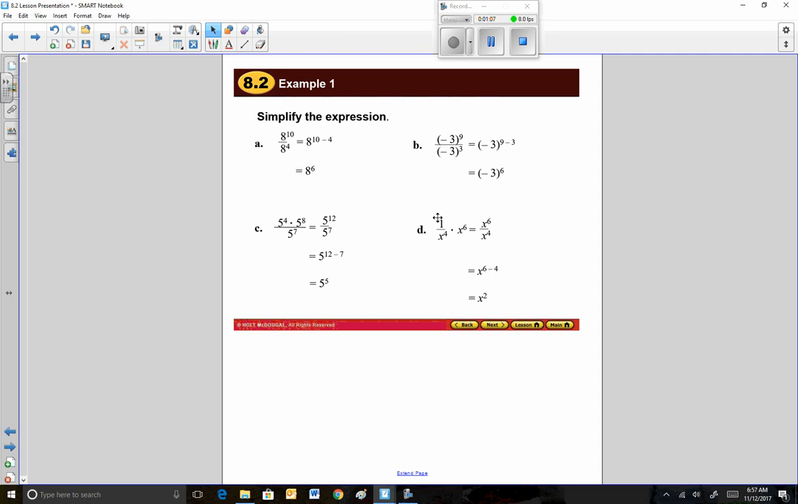Now this one's interesting. We do 1 times x to the 6th, so we get x to the 6th on top. And of course we have the x to the 4th on the bottom. So all they did is 1 times x to the 6th and wrote it here. And they kept x to the 4th on the bottom. Technically, if you really wanted to, you could put this over a 1. So then multiply and you get that. Now, of course, since this is division, we take 6 minus 4. So 6 minus 4 is x to the 2nd power.